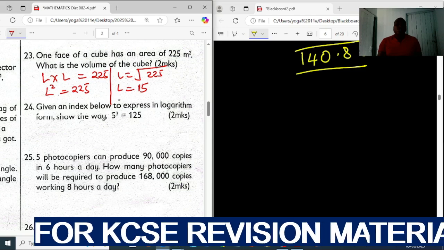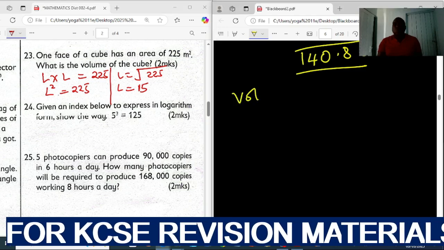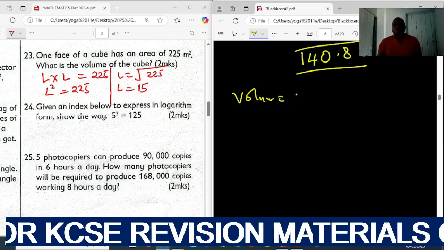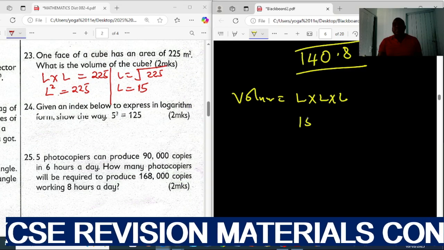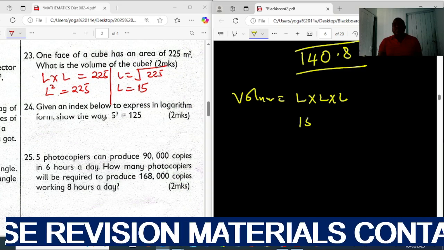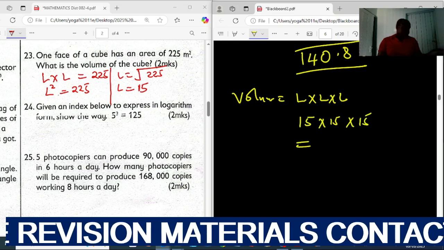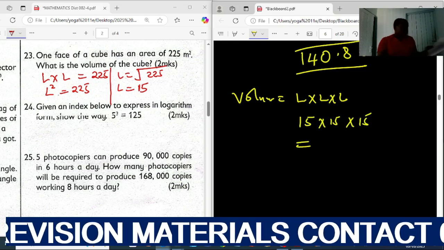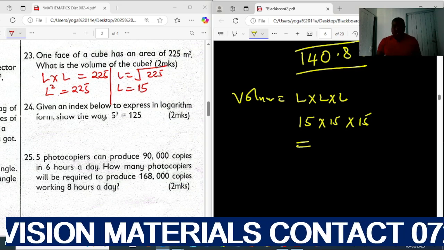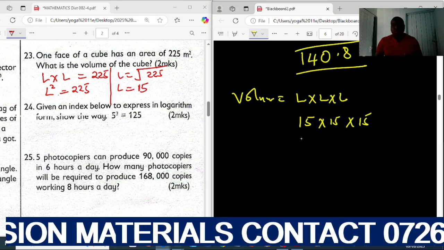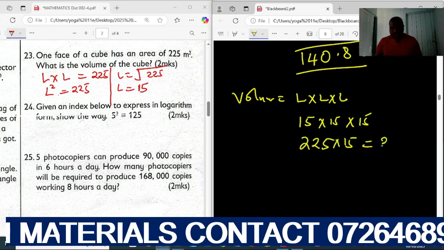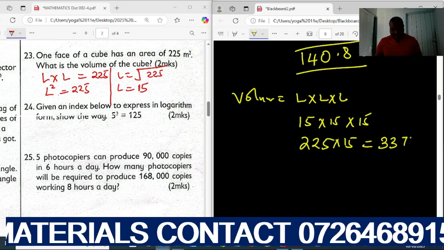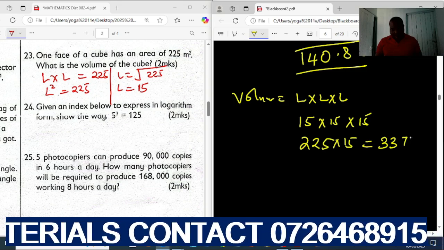Volume is equal to length times length times length. That is 15 times 15 times 15. So 15 times 15 times 15 will give us 225 times 15, and that one will be 3375 meters cubed.